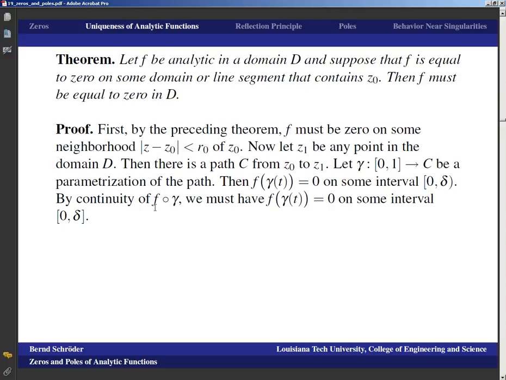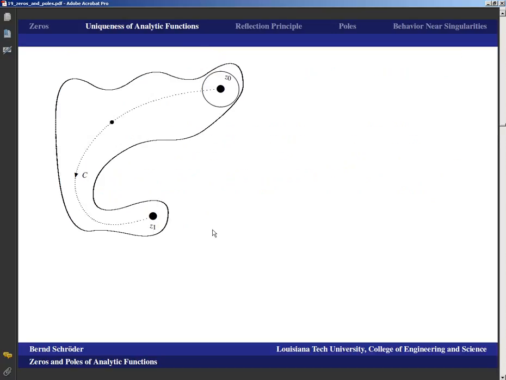By continuity of the composition of f with gamma, we must have that f of gamma of t is equal to 0 on some interval 0 to delta with delta being closed. That is, that's continuity. We have an open interval here, and we can then extend that to a closed interval. If a function is 0 all the way up to delta, then it must also be equal to 0 at delta. And now I want to choose delta to be as large as possible. So that delta is somewhere here.